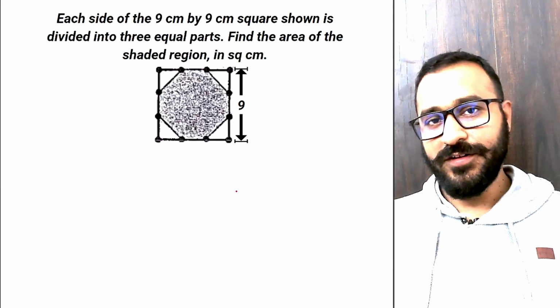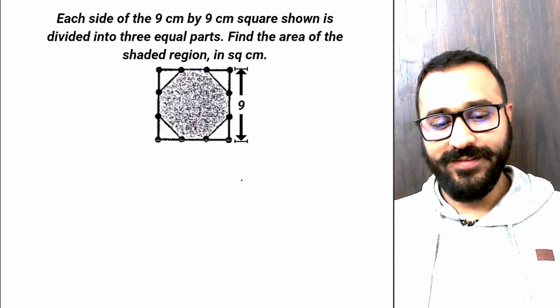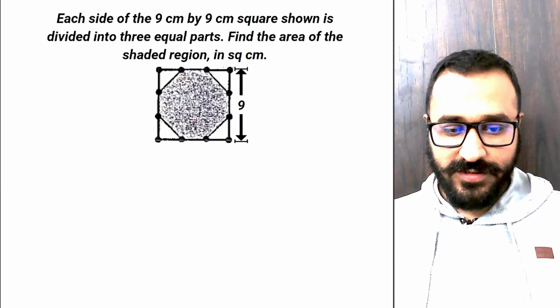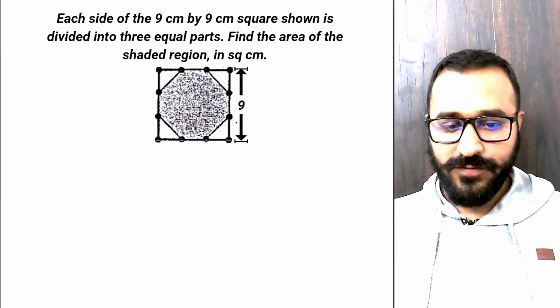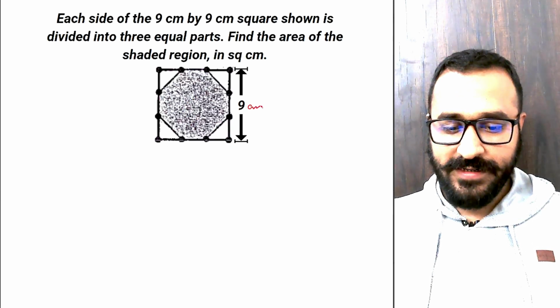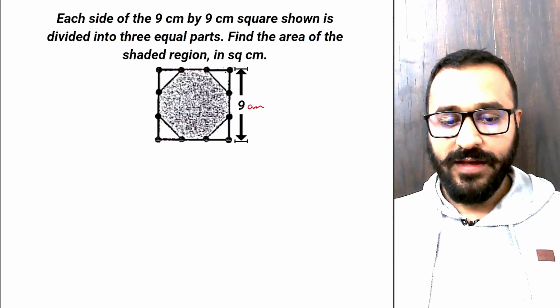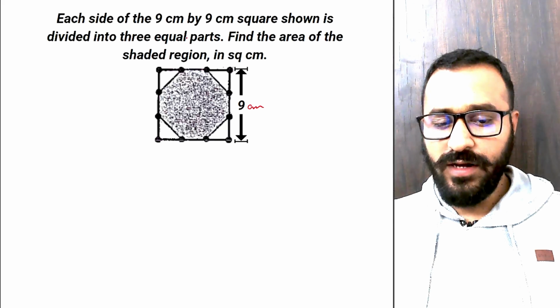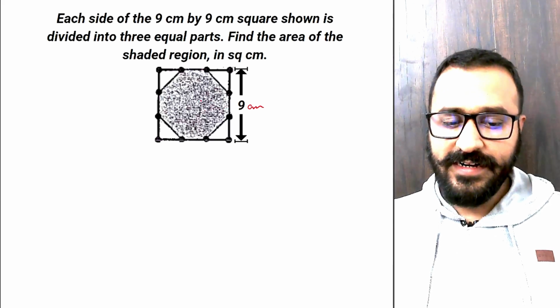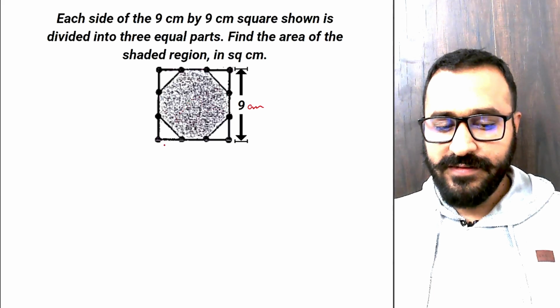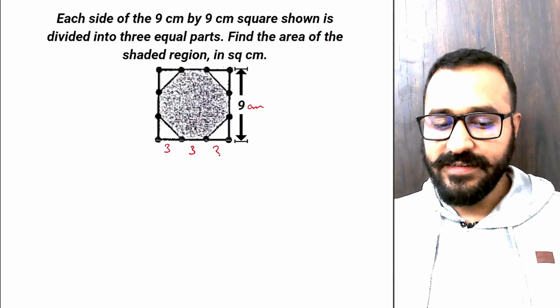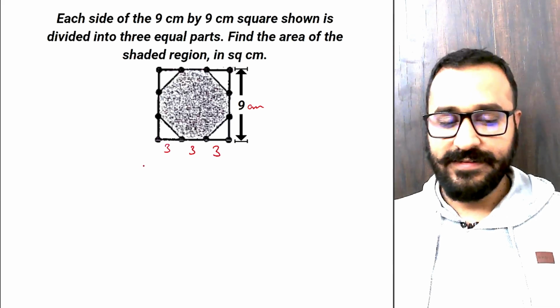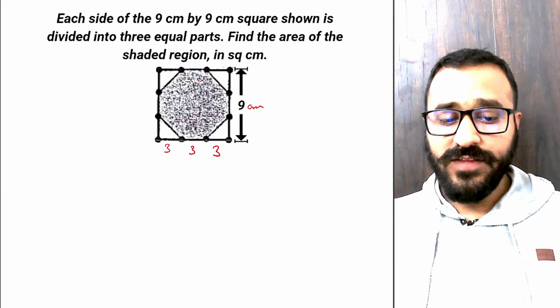Today we got a question from geometry. Let's see how to solve this. So in this question we are given a square which is of 9 centimeter length, right? Each side is of 9 centimeter and it is given that it is divided into three equal parts. So if it is divided into three equal parts, that means this will be 3 centimeter, this will be 3 centimeter, and this will be 3 centimeter, like this. Find the area of the shaded region.